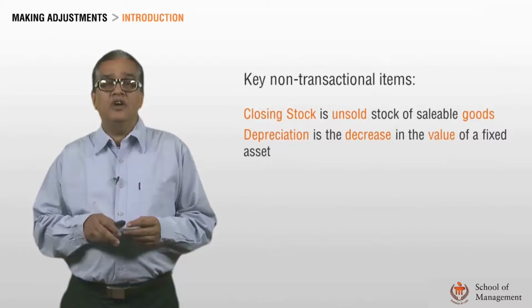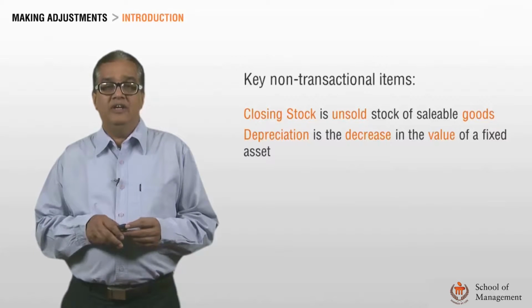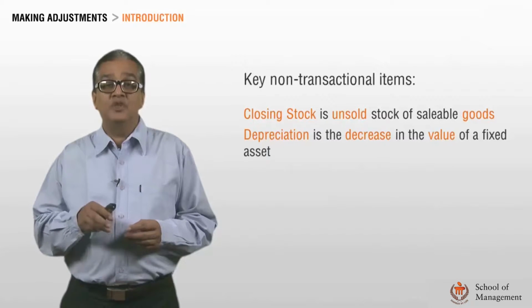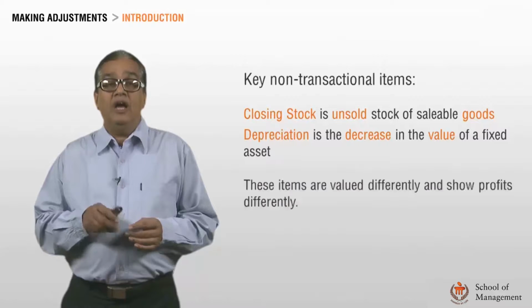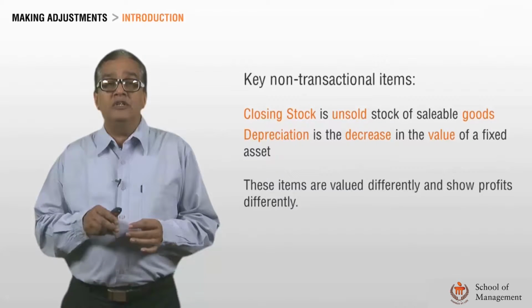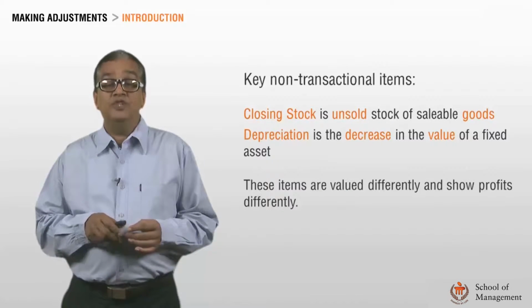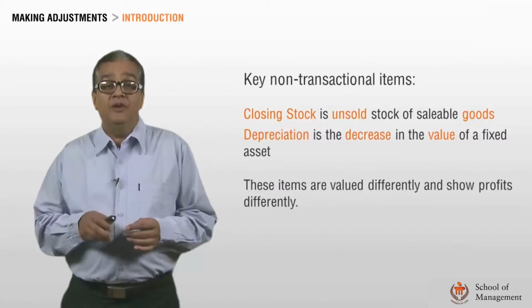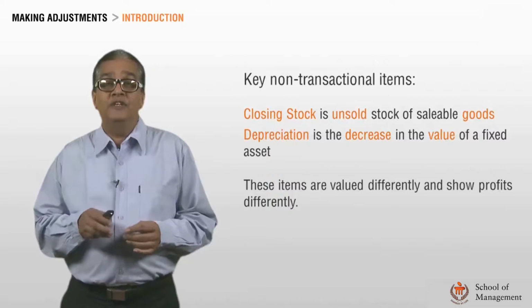The closing stock or inventory and the depreciation, as the two are known, are the two most important items which can be valued in different ways and therefore affect profit differently.